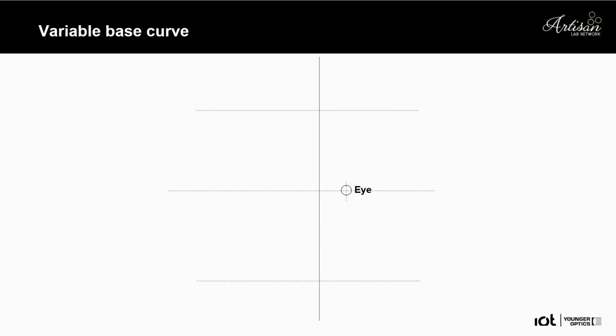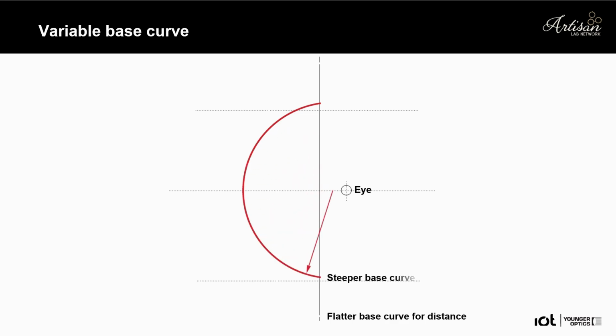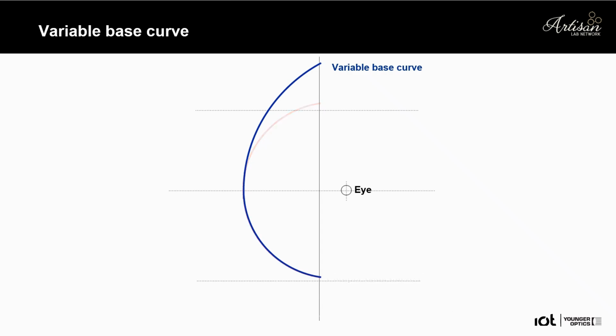You can almost look at the camber as made up of a combination of curves. If we were to simplify the idea, we can just look at it as two major curves, distance and near. When we look at the rotation of the eye and the required steeper curve on the bottom for near vision, the difference with the camber blank is that it is a variable base curve, requiring a steeper base curve for near and a flatter base curve for distance.